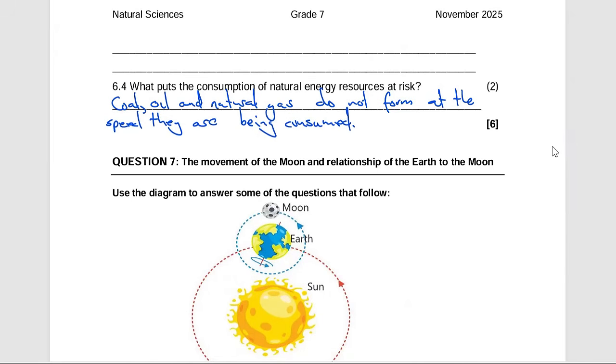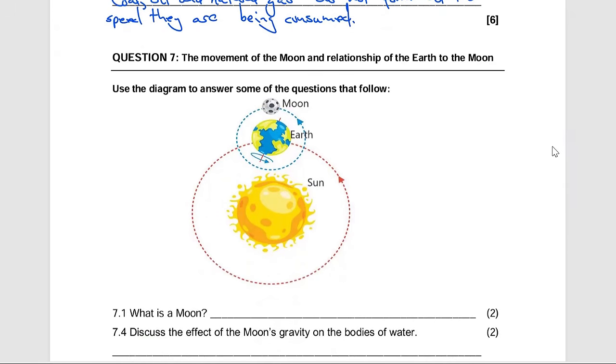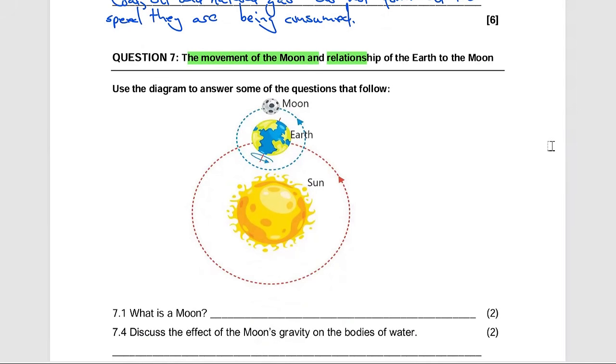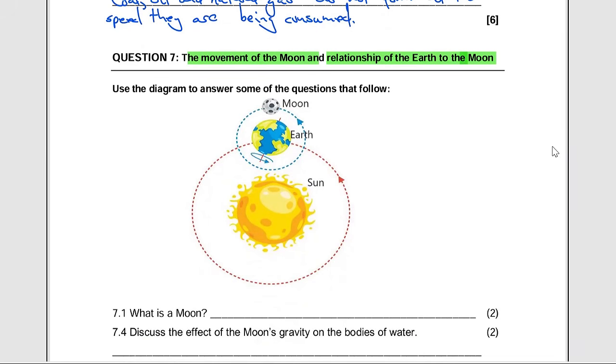So that's our answer there. Then moving on to question number 7. Question number 7 is about the movement of the moon and the relationship of the earth to the moon. So what's the relationship between the earth and the movement of the moon? Use the diagram to answer some of the questions that follow.